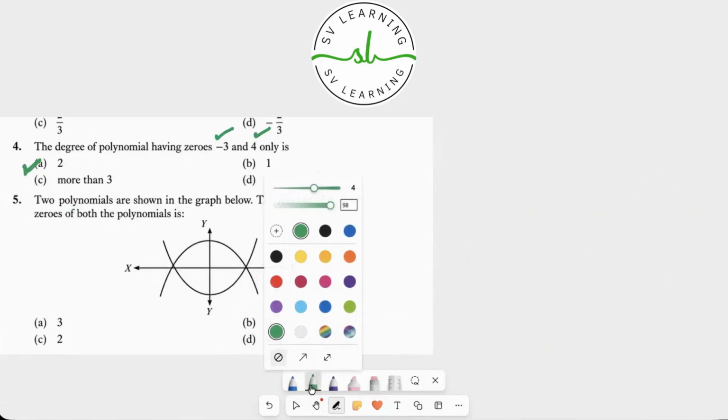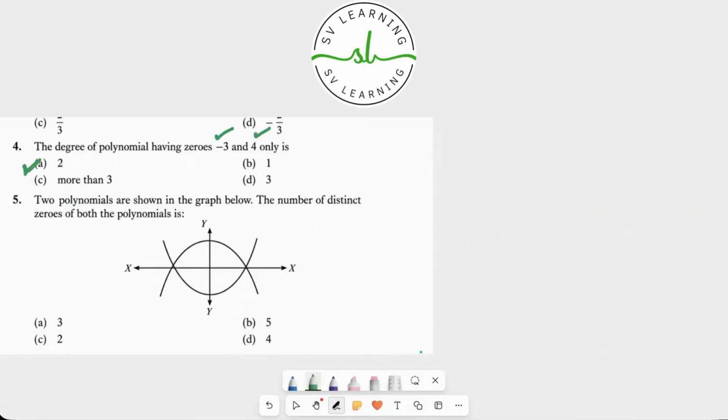Then the next question is that two polynomials are shown in the graph, and the question asks for the number of distinct zeros. Both the polynomials are cutting at two distinct points on the x-axis. So this is your -x here. This is your +x here. So the number of distinct zeros of both the polynomials will be 2 here.